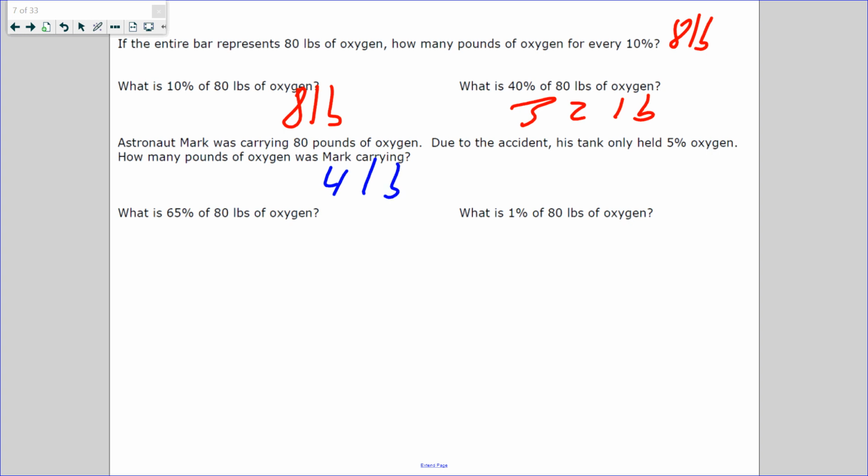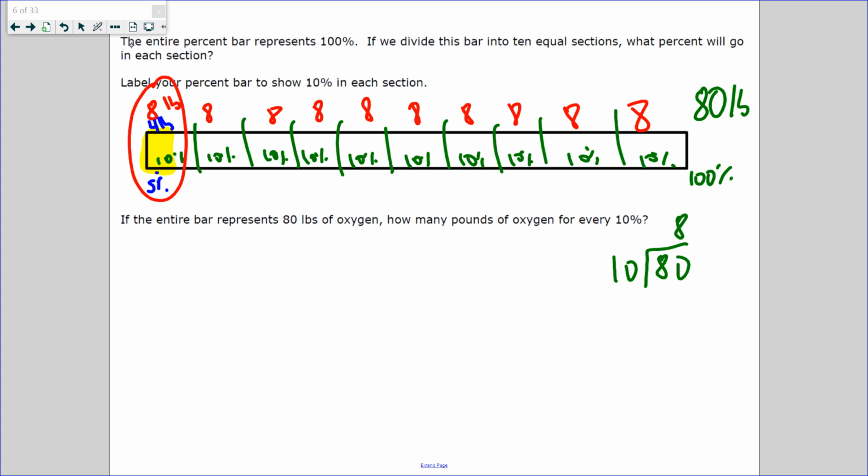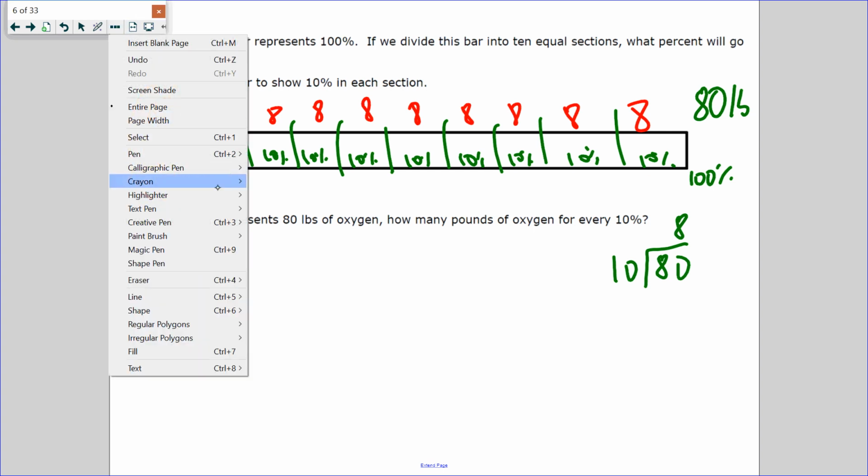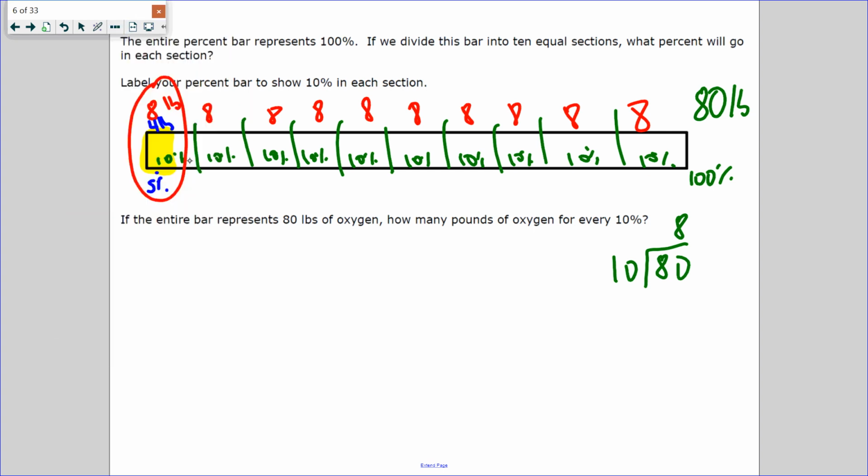So what is 65% of 80 pounds? Well, we know the answer has to be more than half. And what is half of 80 pounds? 40. So we know our answer has to be more than 40. So let's go to 65%. I'm going to use a highlighter to show you 65%. This is 10%, 20%, 30%, 40%, 50%, 60%, and 65% is right here, halfway.